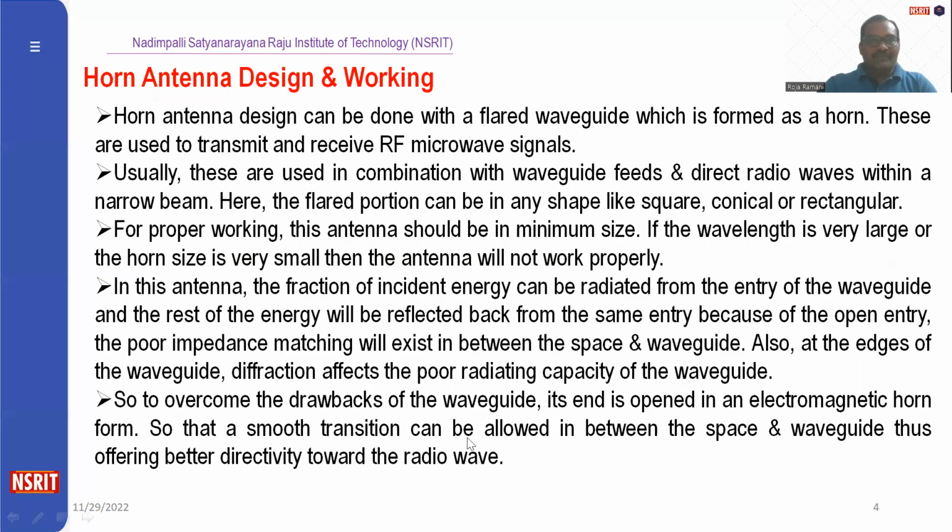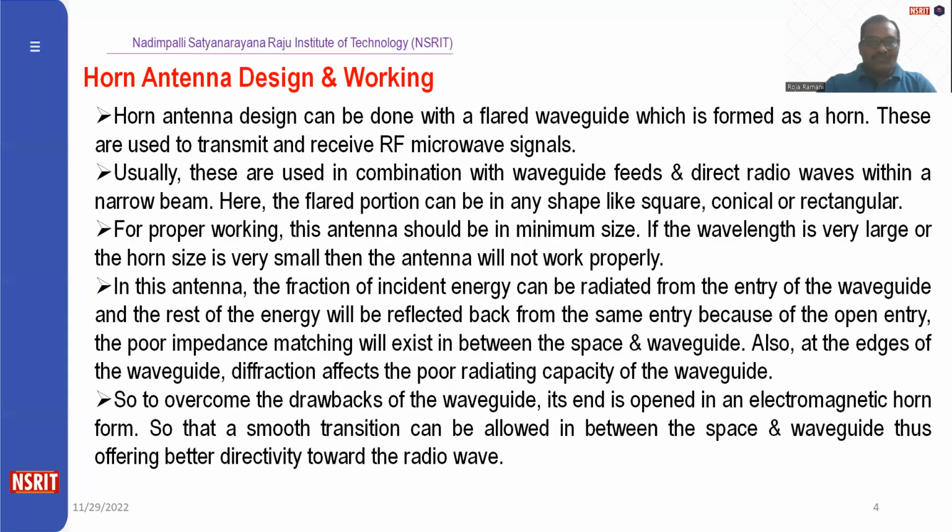Antenna design and working. Horn antenna design can be done with a flared waveguide, which is formed as a horn. These are used to transmit and receive RF microwave signals. Usually, these are used in combination with waveguide feeds and direct radio waves within a narrow beam. Here, the flared portion can be in any shape like square, conical, and rectangular. For proper working, this antenna should be of a minimum size. If the wavelength is very large or the horn size is very small, then the antenna will not work properly.